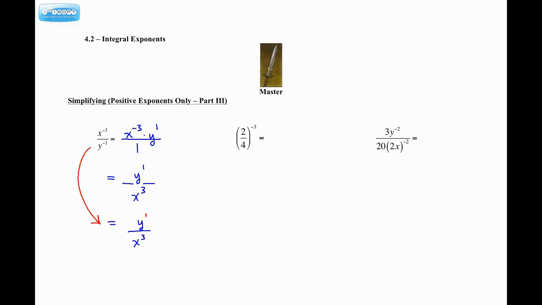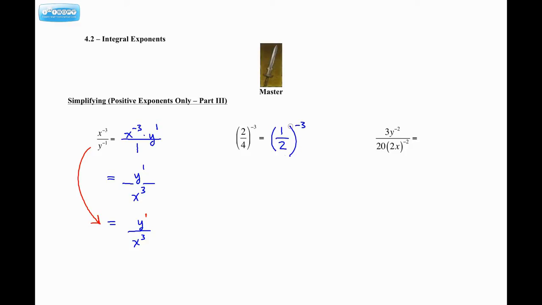What if I have a fraction? 2 over 4 to the power of negative 3. Well, let's look to BEDMAS. Remember, we always simplify what's in the brackets first if we can, and we can do that. 2 over 4 is the same as 1/2. But again, that entire thing is still being raised to the power of negative 3.